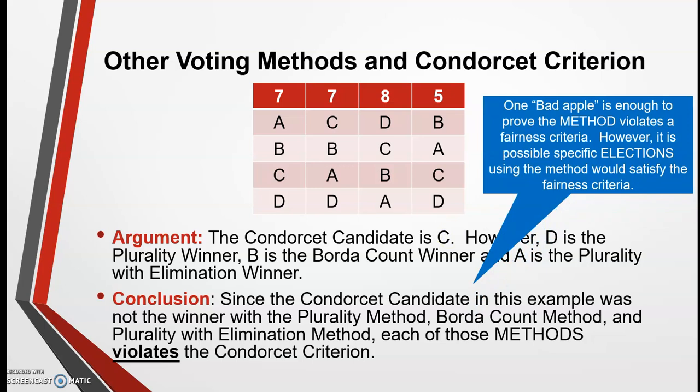So again, one bad apple is enough to prove that the method violates a fairness criterion. However, remember that doesn't mean that every election using that method will violate it. It just means that every election using that method could violate that criterion.